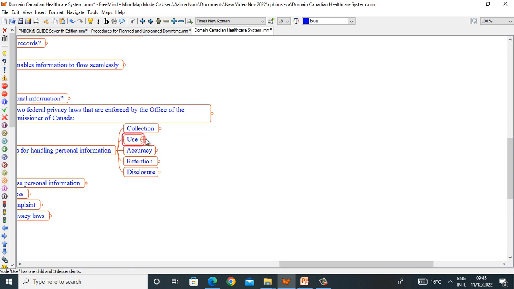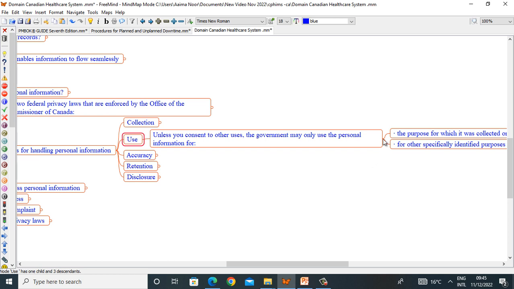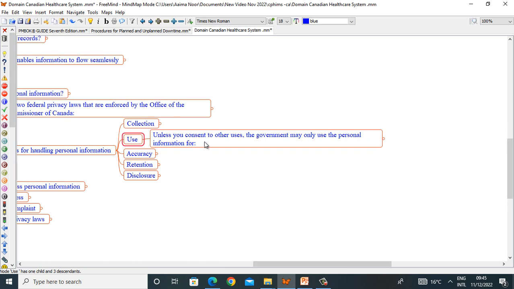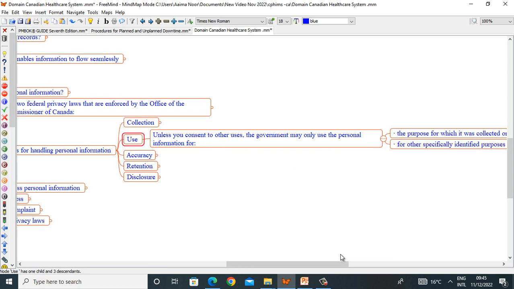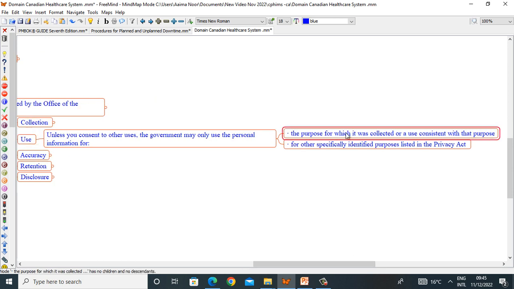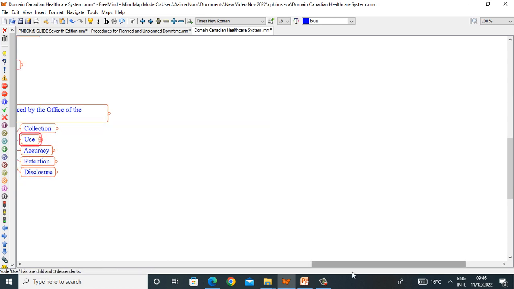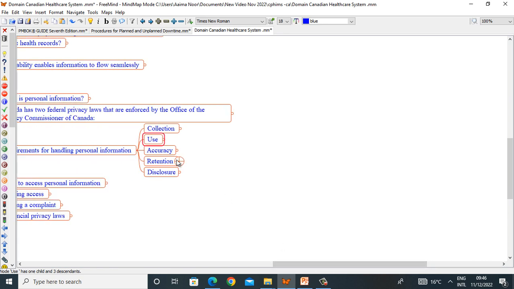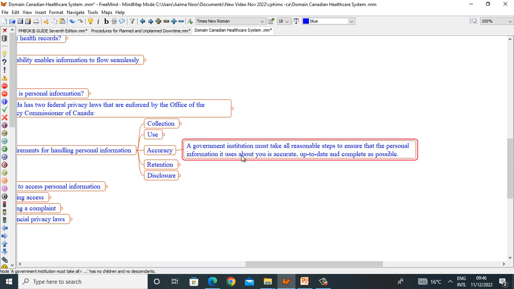Now see use. Unless you consent to other uses, the government may only use the personal information for the purpose for which it was collected, or use consistent with that purpose, or other specifically identified purposes listed in the Privacy Act. Now the accuracy. A government institution must take all reasonable steps to ensure that personal information it uses about you is as accurate, up to date and complete as possible.